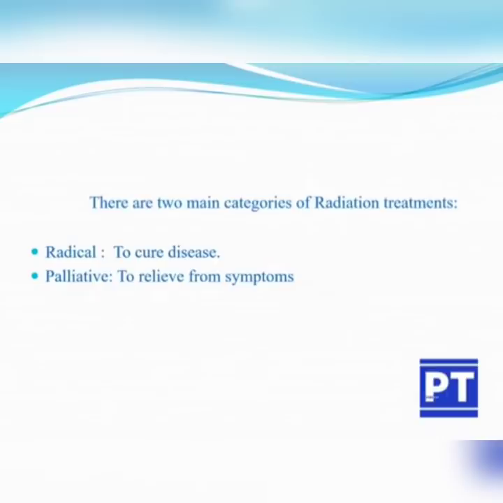The two main categories of radiation treatment are radical treatment and palliative treatment. Radical treatment means to cure the disease. We have to get a complete cure for the patient. As I discussed in the previous slide, the general condition of a patient is an important factor for radiation treatment also. Depending upon the condition and the staging of the tumor, we will determine whether the treatment is radical or palliative, whether that patient will be completely cured of the disease or will get only relief from the symptoms of the disease.